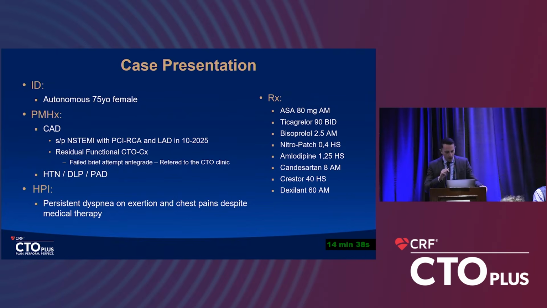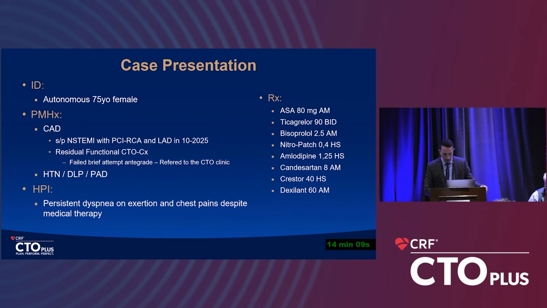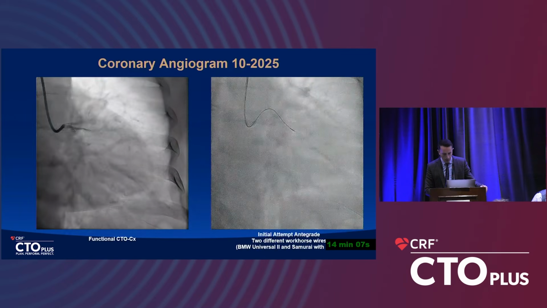So what better way than to use a case? This is a 75-year-old female. She has a history of CAD, which we'll walk you through. She had an NSTEMI in October 2025, for which she had a PCI of an RCA and LAD, and she also had a functional CTO of the circumflex. It was briefly attempted, antegrade, and I'll show you the films, and it failed, so she was referred to my CTO clinic. Despite medical therapy, she remained symptomatic, hence I scheduled her for a procedure.